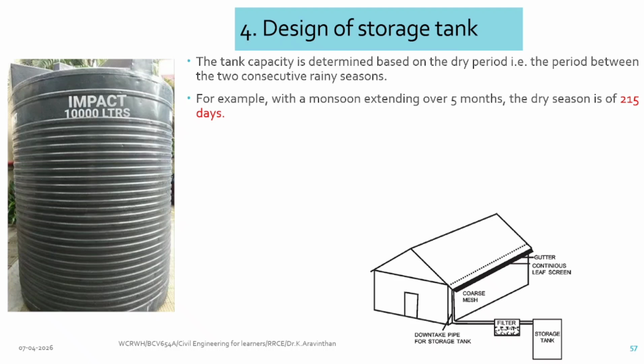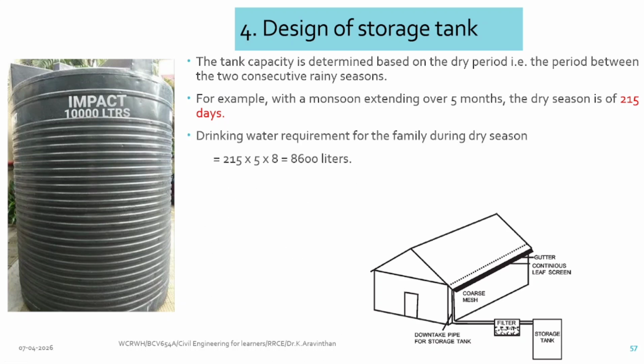If we are looking into that, let us take 5 months of monsoon: June, July, August, September, October. These 5 months you can take, and the rest of the days are dry days. If you are calculating, the 7 months will have 215 dry days. How much water can be stored for a drinking water requirement?